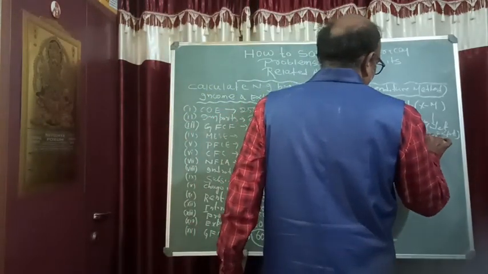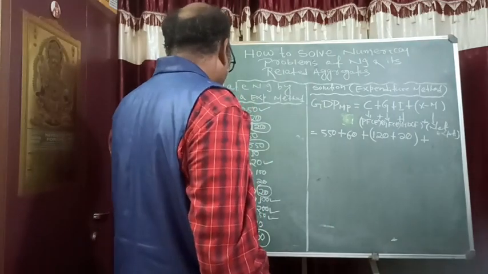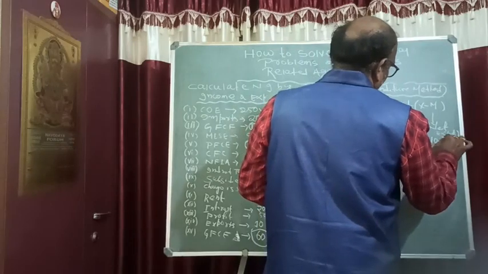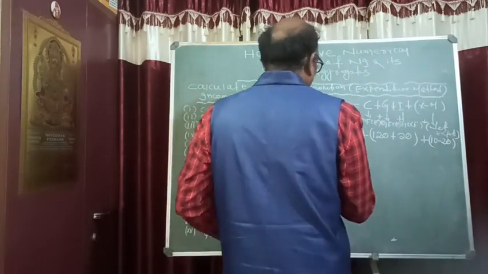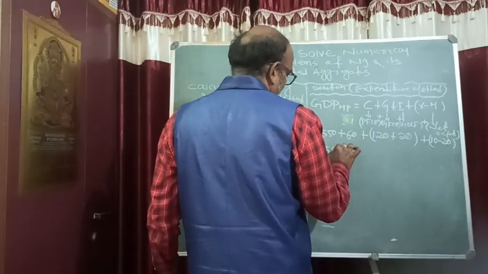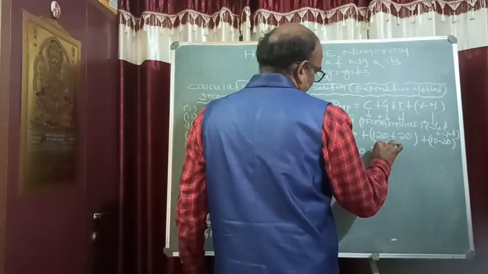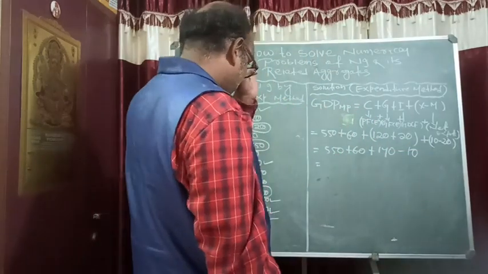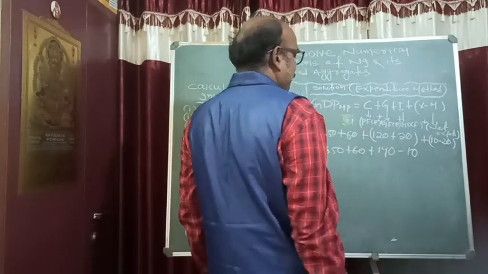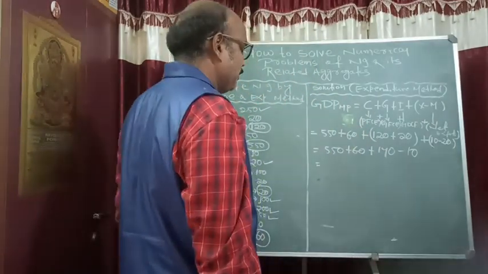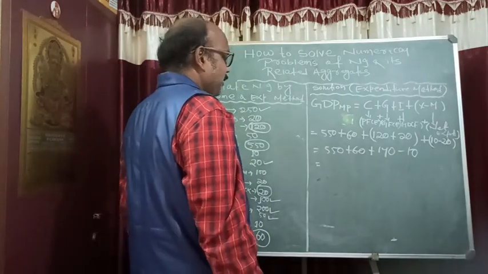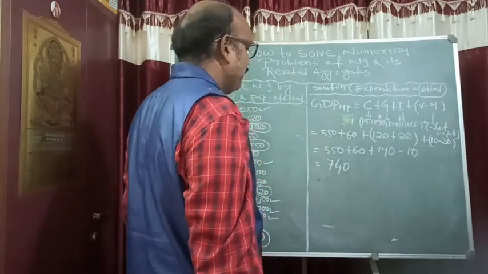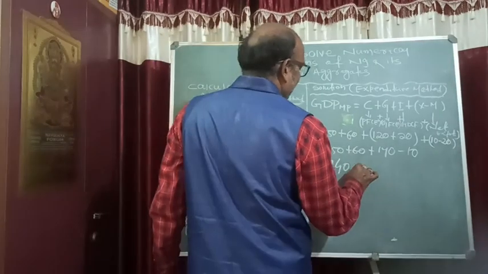Plus exports. Export is 10 and import is 20. So it is 10 minus 20. Now it becomes 550 plus 60 plus 140 minus 10. So 550, 60, 140, that is 200, and it is 550 plus 200, 750, 750 minus 10, that is your 740. So 740 crores is your GDP MP.